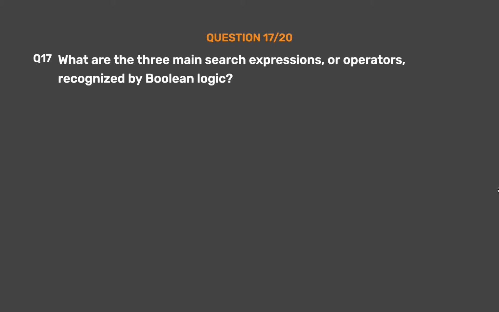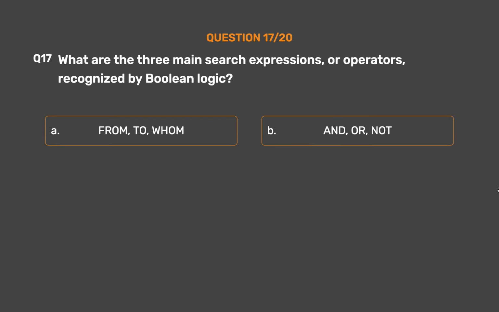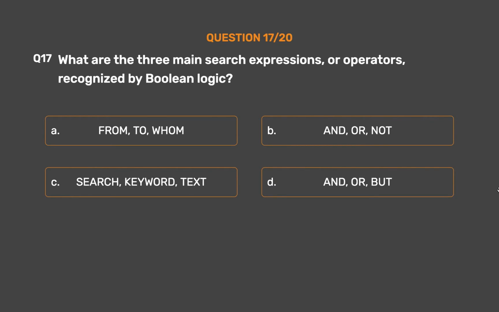Question number 17. What are the three main search expressions or operators recognized by Boolean logic? Option A. From, to, whom. Option B. And, or, not. Option C. Search, keyword, text. Option D. And, or, but.